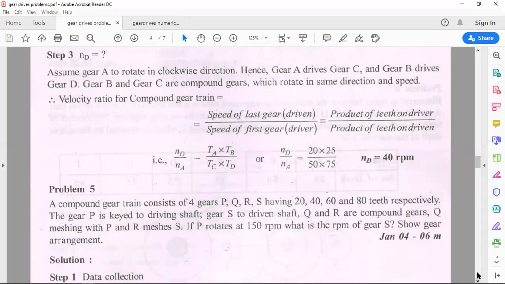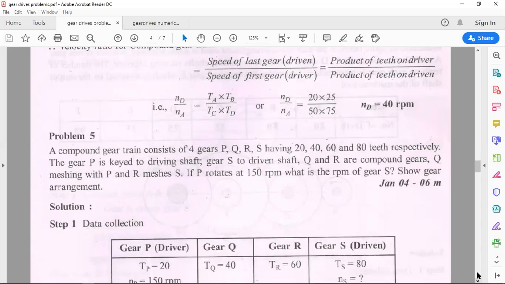A compound gear train consists of 4 gears. As mentioned in the problem itself, it is a compound gear train. There are 2 types of gear train: the simple gear train and the compound gear train. It consists of 4 gears P, Q, R, S, having 20, 40, 60 and 80 teeth respectively. Gear P is keyed to the driving shaft, so P is the driver.